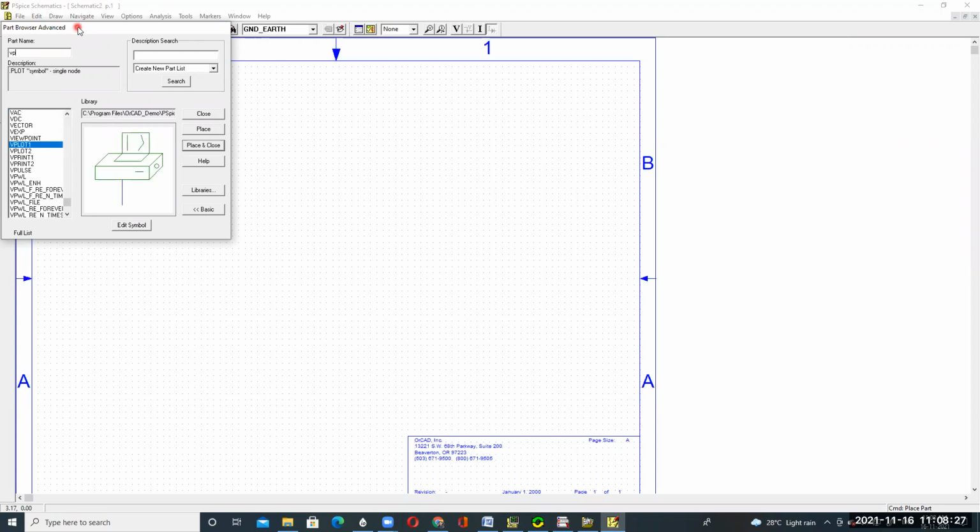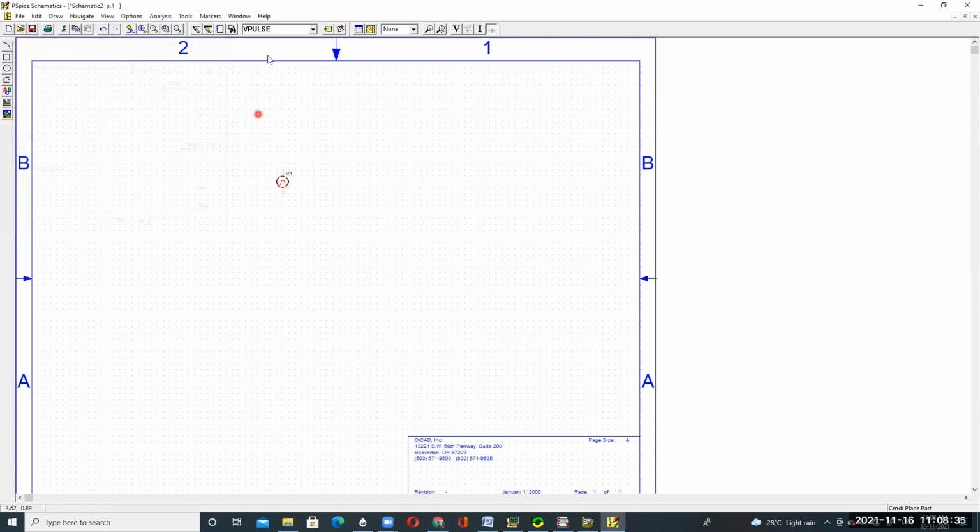Vpulse. Take this Vpulse and place it here. Then take two resistors. Let us assume just two resistors. I'm taking them like this, and I'm connecting these resistors by arranging them like this.